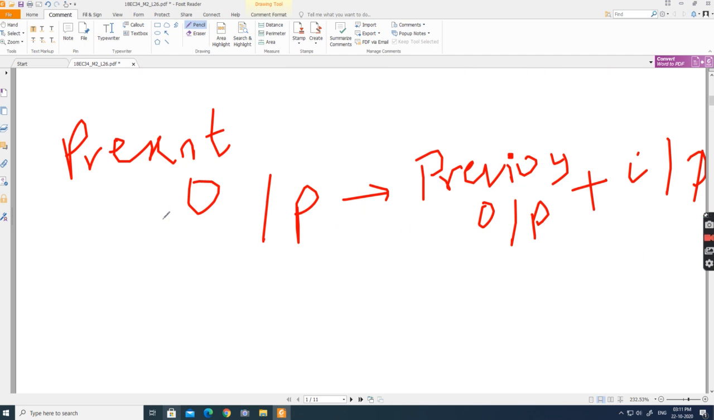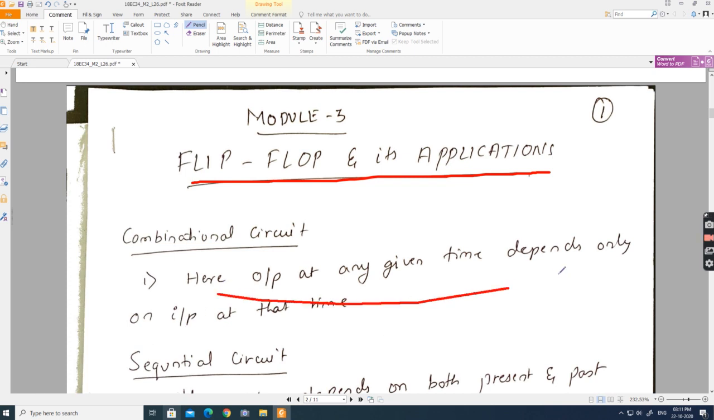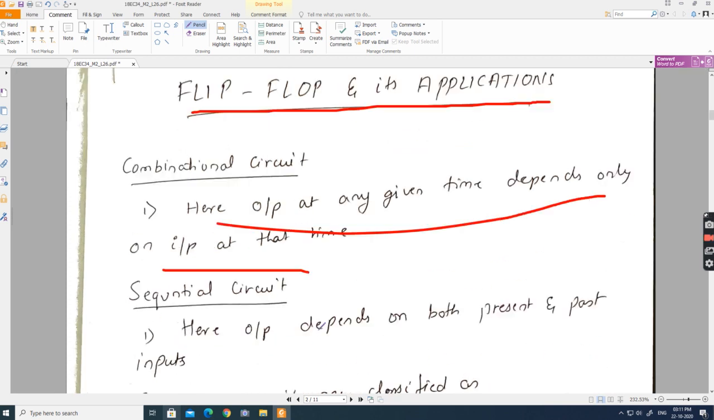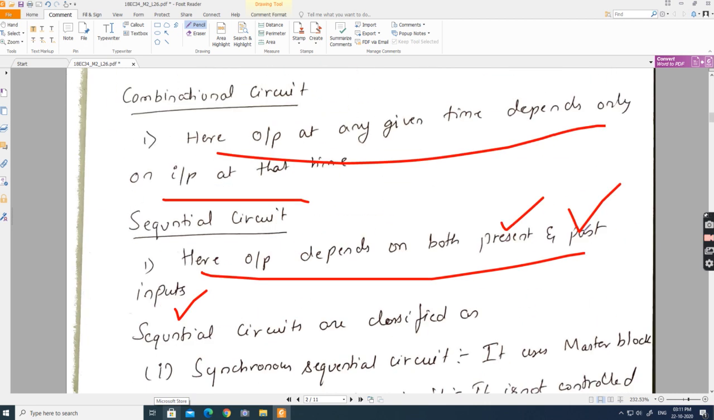Is that clear? Yes, sir. This is a sequential circuit. So in a combinational circuit, the output at any given time depends only on the input at that time, whereas in a sequential circuit, the output depends on both present and past input. The present input will be the input given, and the past input will be reflected as the past output.